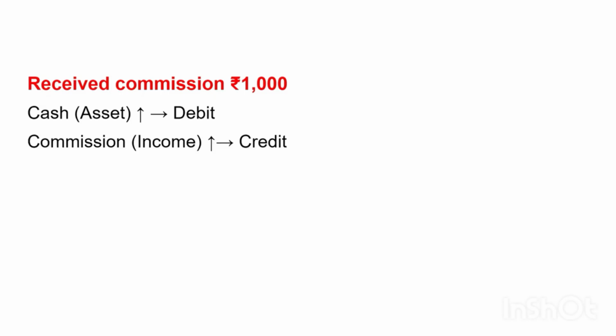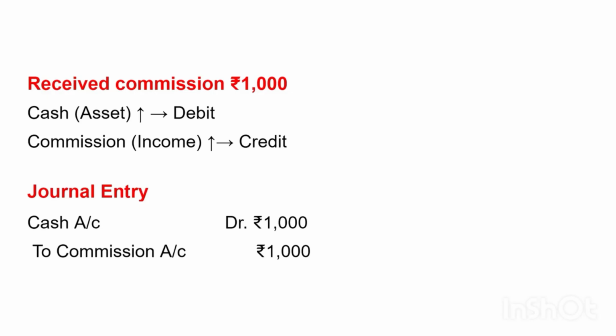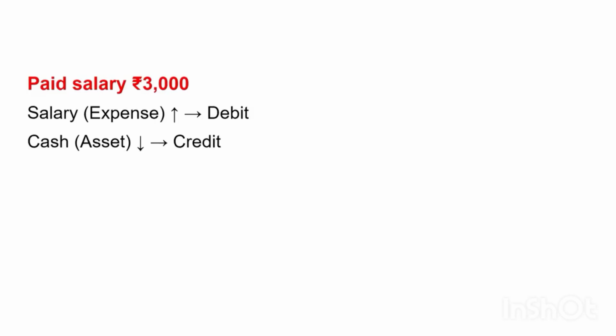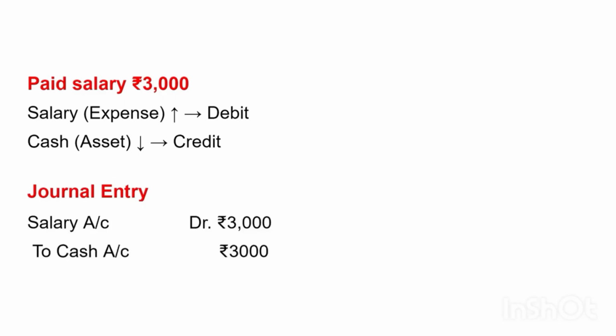Received commission rupees 1,000. Cash is an asset and cash increases so it is debit. Commission is an income and it increases so it is credit. And the journal entry is cash account debit rupees 1,000 to commission account rupees 1,000. Narration is being received commission. Paid salary rupees 3,000. Salary is an expense and it increases so it is debit. Cash is an asset and it decreases so it is credit. Journal entry: salary account debit 3,000 to cash account rupees 3,000.